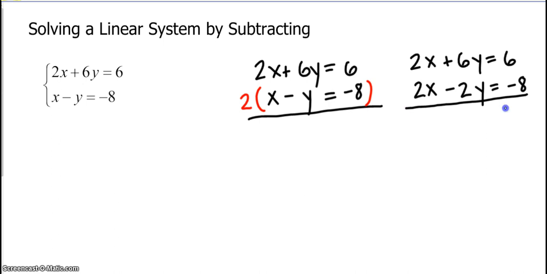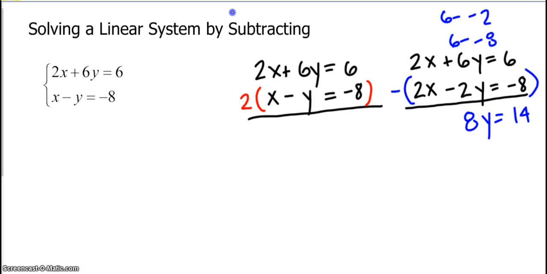Now typically you'll be taught to add the 2 equations, but sometimes you can subtract the 2 equations. And you can always subtract the 2 equations, but sometimes it's easier to just subtract so that you don't have to multiply by another negative value. So if I subtract these 2 equations, 2 minus 2, the x variable goes away. 6 minus negative 2 becomes 8y. And 6 minus negative 8 becomes 14.